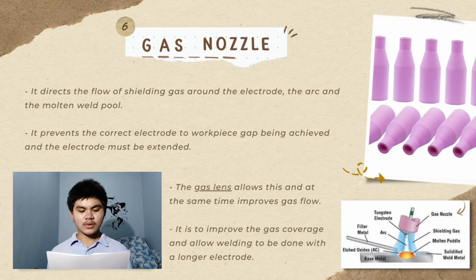The nozzle prevents the correct electrode to workpiece gap being achieved and the electrode must be extended. The gas lens allows this and at the same time improves gas flow.